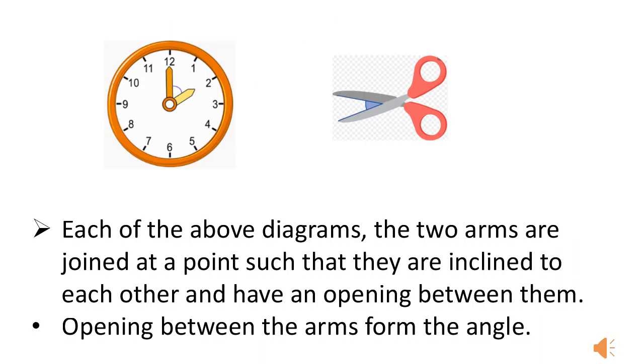Now see the figures shown here. You can see a clock and a scissor over there. Here two arms are joined to a point such that they are inclined to each other and have an opening between them. This opening between the arms forms an angle.